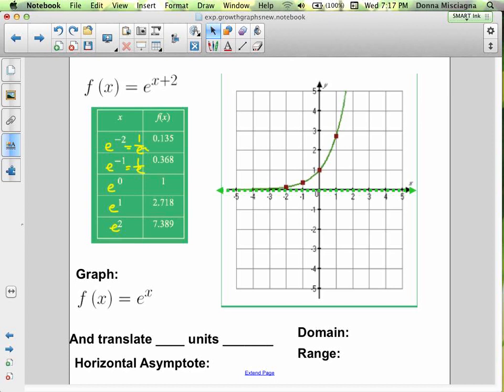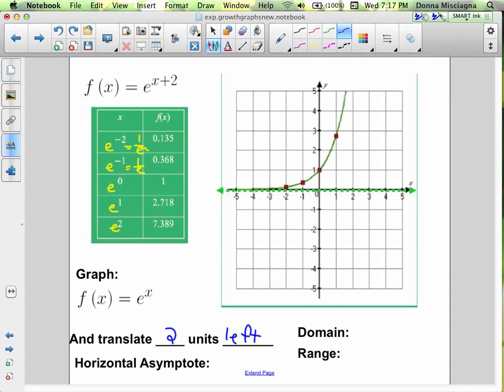All right, so we have our base graph already done. Oh, look at that, we're done with that part. So we graphed f of x equals e to the x, that's our base graph. Now we just need to translate it. Since we have x plus 2, our graph is going to move 2 units left.